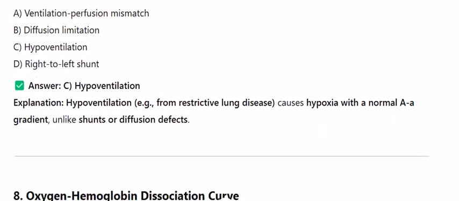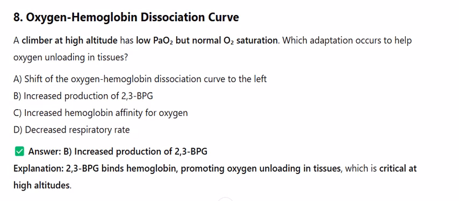8. Oxygen-hemoglobin dissociation curve. A climber at high altitude has low PO2 but normal O2 saturation. Which adaptation occurs to help oxygen unloading in tissues? A. Shift of the oxygen-hemoglobin dissociation curve to the left. B. Increased production of 2,3-BPG. C. Increased hemoglobin affinity for oxygen. D. Decreased respiratory rate. Answer: B. Increased production of 2,3-BPG. Explanation. 2,3-BPG binds hemoglobin, promoting oxygen unloading in tissues, which is critical at high altitudes.